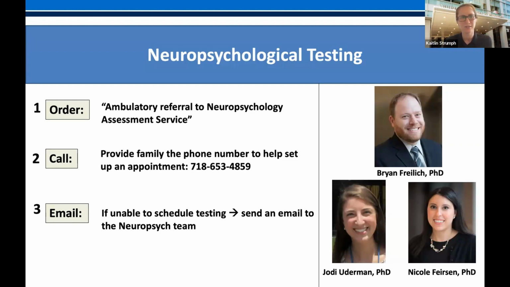So if you're in the Monty system, this is the way that you can order it. It's just an ambulatory referral to a neuropsychology assessment service. And then you can provide the family with a phone number to help set up the appointment. They're very busy, and if that doesn't work, then always send an email to the team. They really are very responsive.